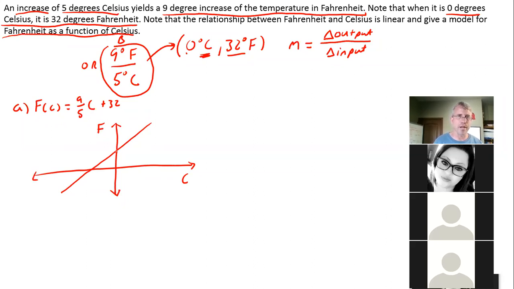You know the ordered pair right here already. What's the ordered pair there? 0, 32. 0 and 32. And over here, you'd have to calculate this one.